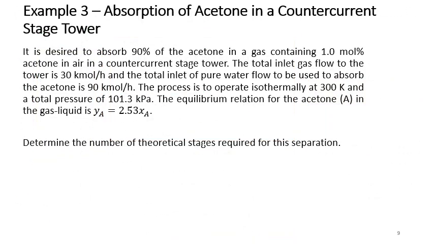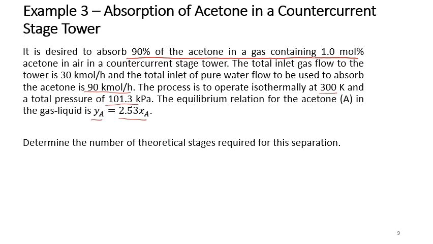Let's do example 3 to apply the operating line and show you how to calculate the number of stages. In this example, it is desired to absorb 90% of the acetone in a gas containing 1 mole% of acetone in air in a countercurrent stage tower. The total inlet gas flow rate to the tower is 30 kmol per hour, and the total inlet of pure water flow to be used to absorb the acetone is 90 kmol per hour. The process is to operate isothermally at 300 Kelvin and total pressure of 101.3 kPa. The equilibrium relation for the acetone in the gas-liquid is yA equals 2.53 xA. Determine the number of theoretical stages required for this separation.